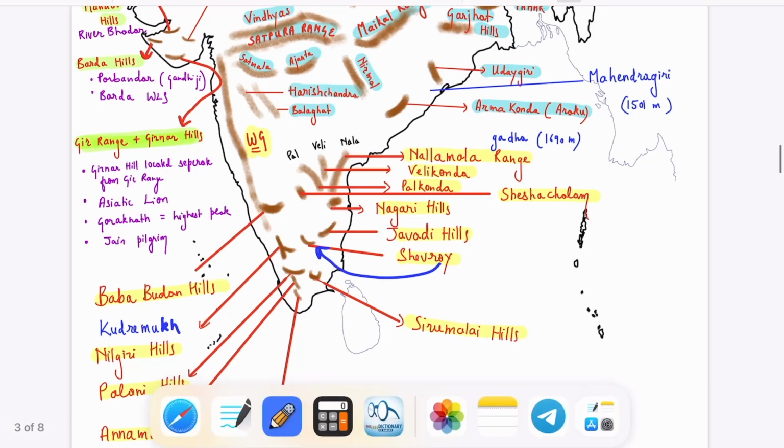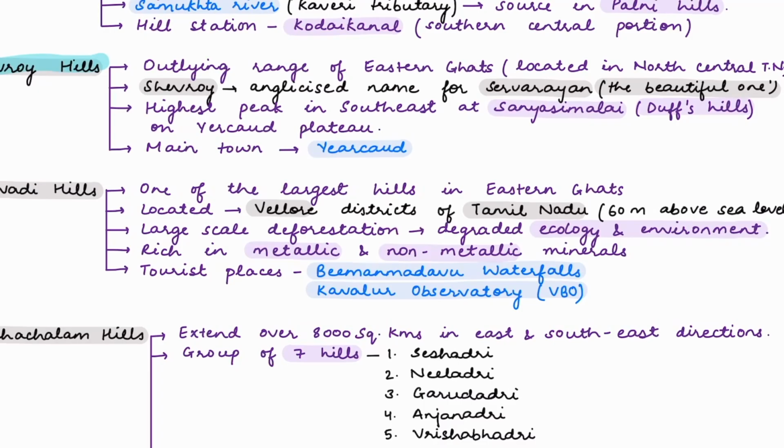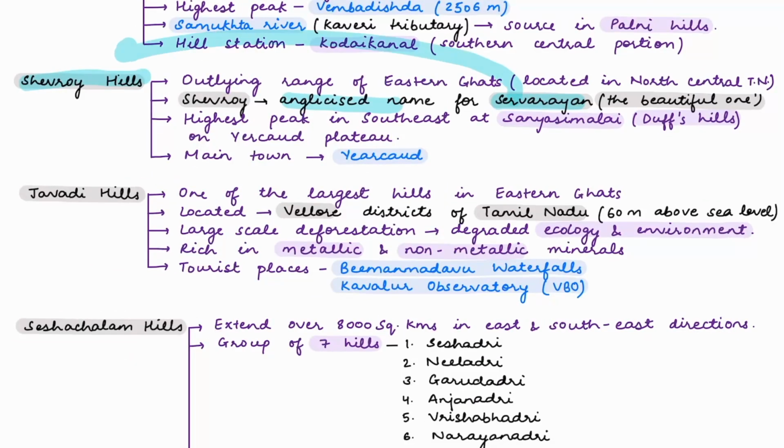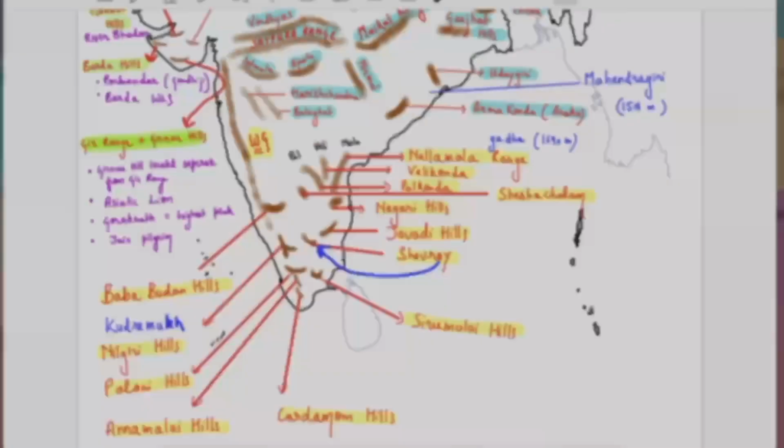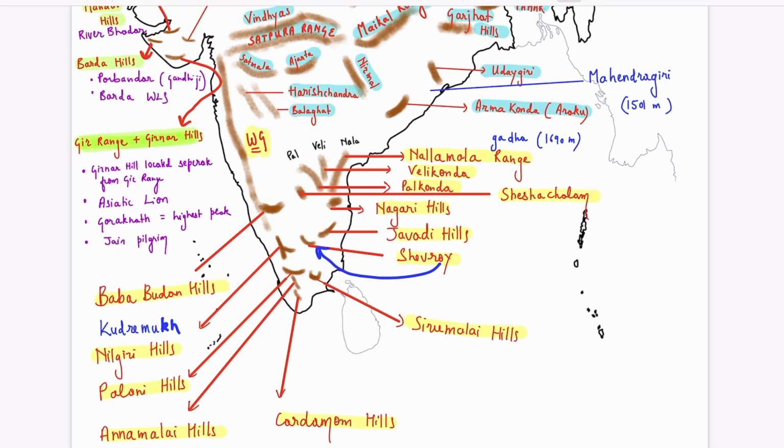Now, when we talk about the Chevo Hills, first of all, the name is the anglicized version. The original name was Servarayan, which means a beautiful one. So from Servarayan, the name Chevo Hills has actually come. Basically, the highest peak here is Sannyasi Malai, and the main town located here is Yercaud.